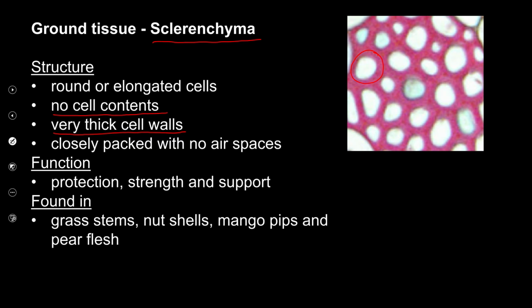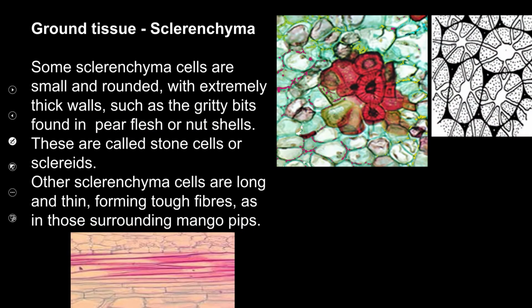For example, grass stems, nutshells, pear flesh, and mango pips. And let me tell you, Sclerenchyma, you wouldn't like to eat it because it really is tough. Some Sclerenchyma cells are elongated with their thick walls. Others are short fat cells, and this example is found in pear flesh.